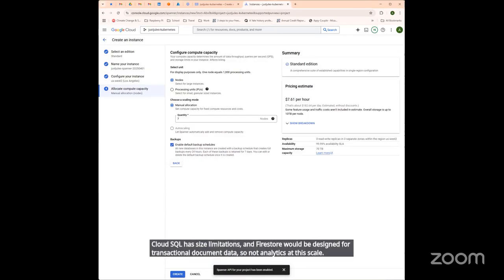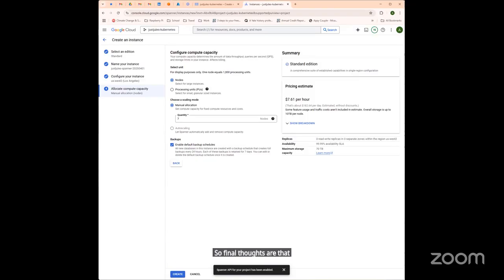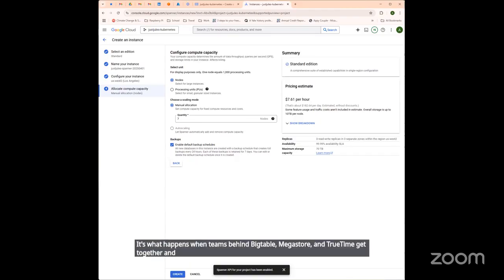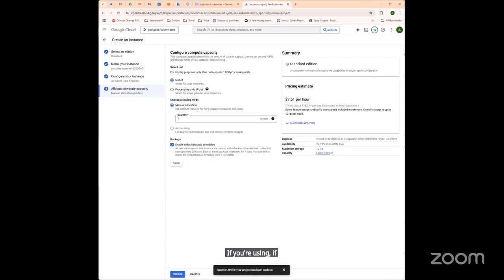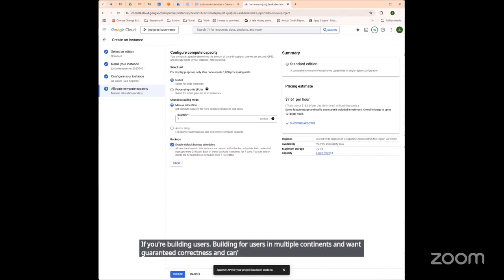So, final thoughts are that Spanner represents Google's deepest expertise in distributed systems. It's what happens when the teams behind Bigtable, Megastore, and TrueTime get together and invent relational databases for the global cloud era. If you're building for users in multiple continents and want guaranteed correctness and can't afford to go down, Spanner is your option.